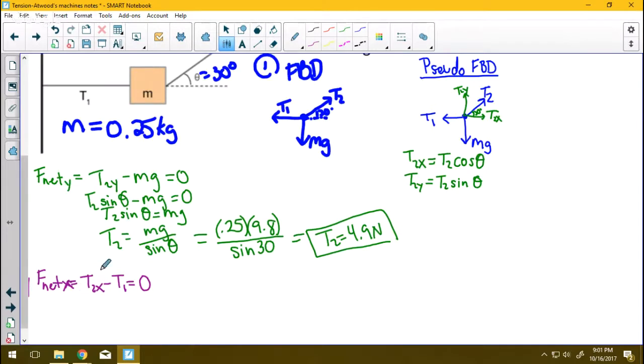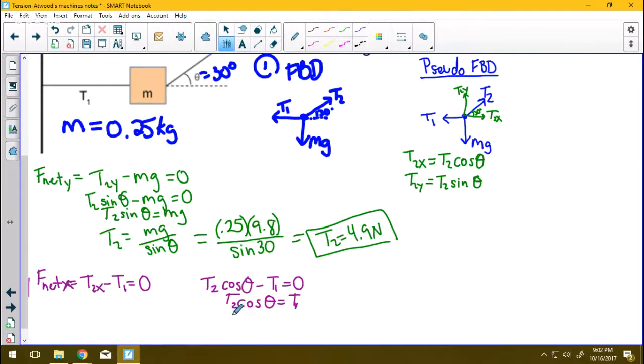So then we can substitute in that T2x is equal to T2 cosine theta, and I'm just going to do that here because I am running out of space. So we have T2 cosine theta minus T1 is equal to 0. So then we can add our T1 over. So we have T2 cosine theta is equal to T1.